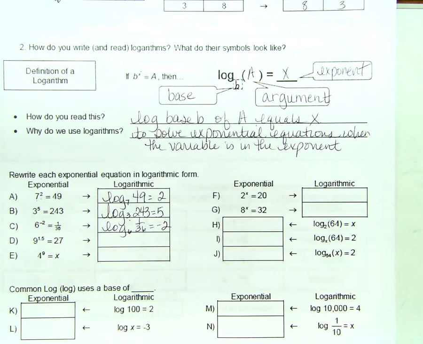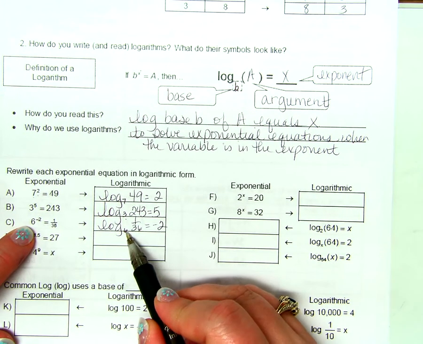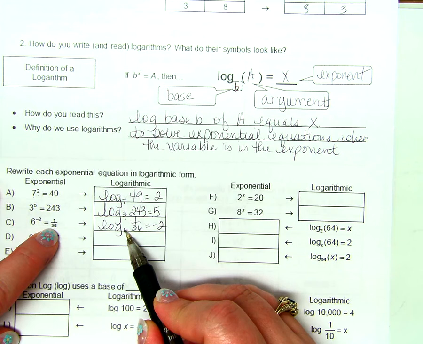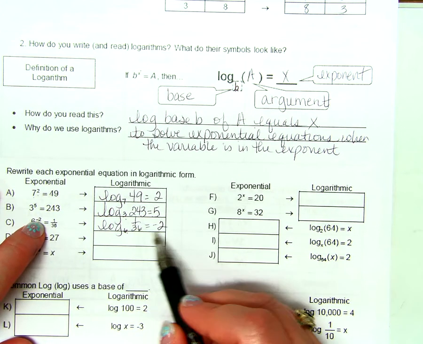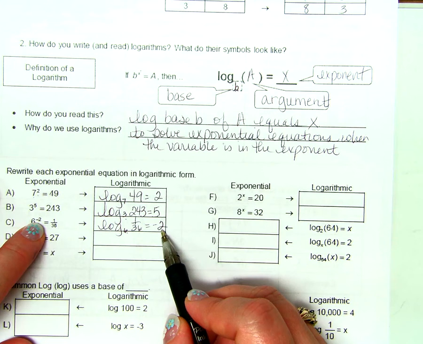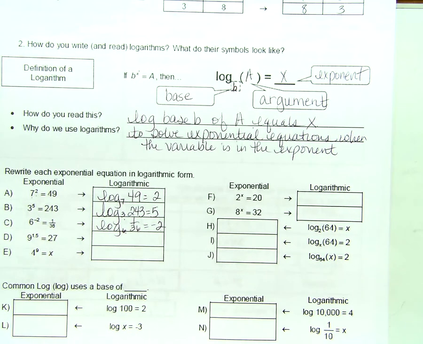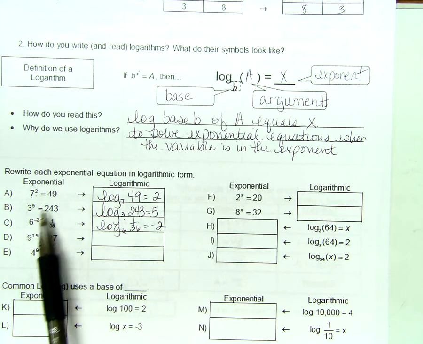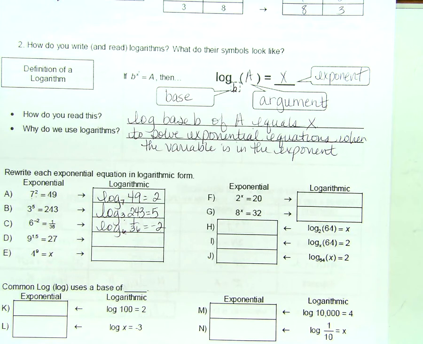I don't know what that means really. Oh, this problem? Okay, yeah. What's the base? That's the base here. What's the answer? That's the argument. What's the exponent? That goes here. Okay? Does that make sense? Again, we're not trying to solve anything. We're not trying to prove anything. We're just trying to take it from exponential form to logarithmic form. We're just rewriting it.